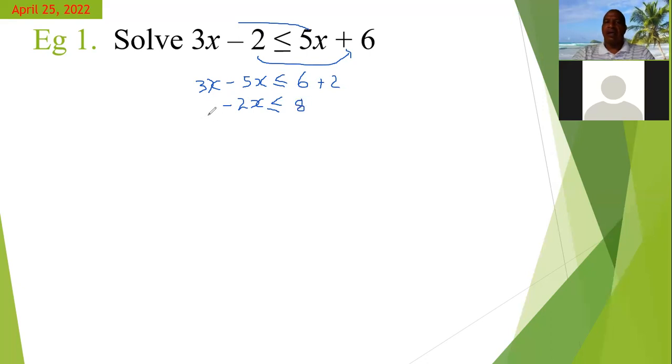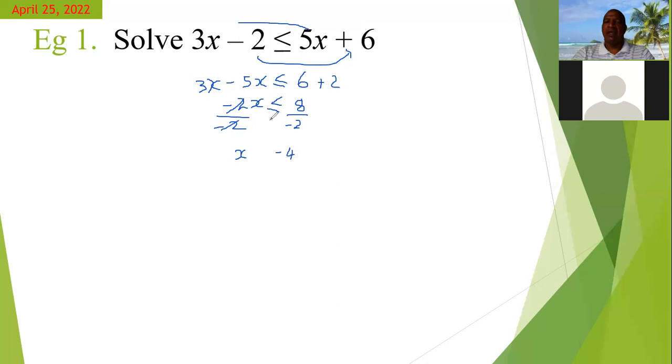Now, in order to get x by itself, we have to divide both sides by negative 2. And so what should we do in this case when we do our calculation? So this will cancel. So on the left side, we are left with x. And negative 2 into positive 8 will give you negative 4.